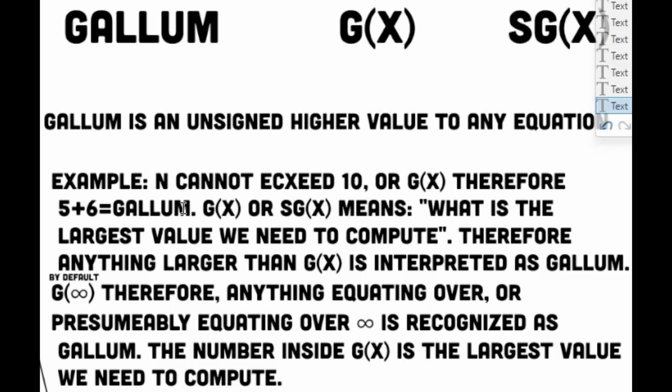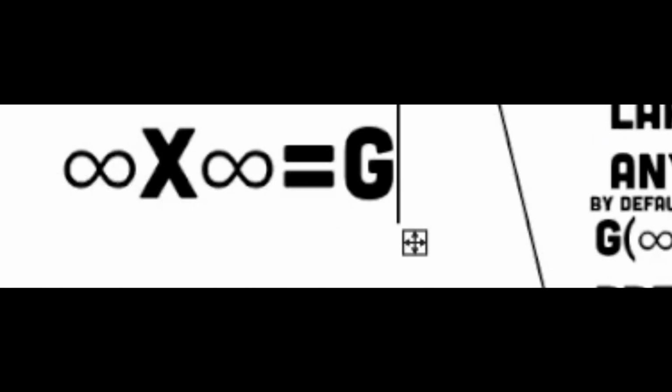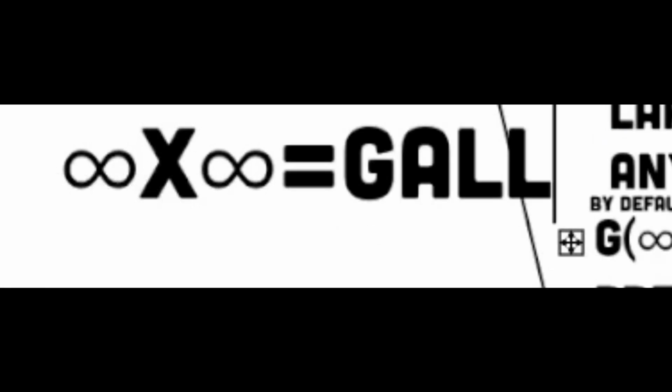Therefore, anything equating over, or presumably equating over infinity, is recognized as Gollum, because the number inside g of x is the largest number we can need to compute. If we either don't have anything larger, or there's no need to make anything larger, then what do we do? We interpret it as Gollum.